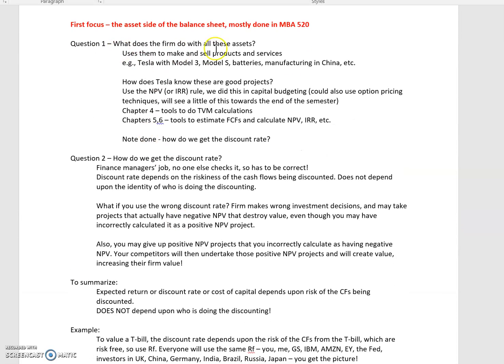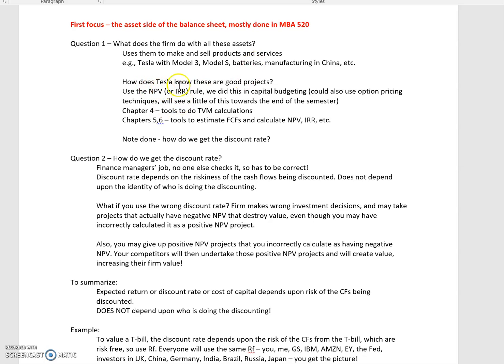So what is it going to do with all of these assets? It basically uses these assets to make and sell products and services. So for example, if you're thinking of a company like Tesla, it's using all of its factories, raw material, inventory, and all those things to make the Model 3, the Model S. It's making batteries, it's setting up a manufacturing plant in China, all those things, right? So it's basically using these assets to produce products that it's then going to sell. So it's making and selling products.